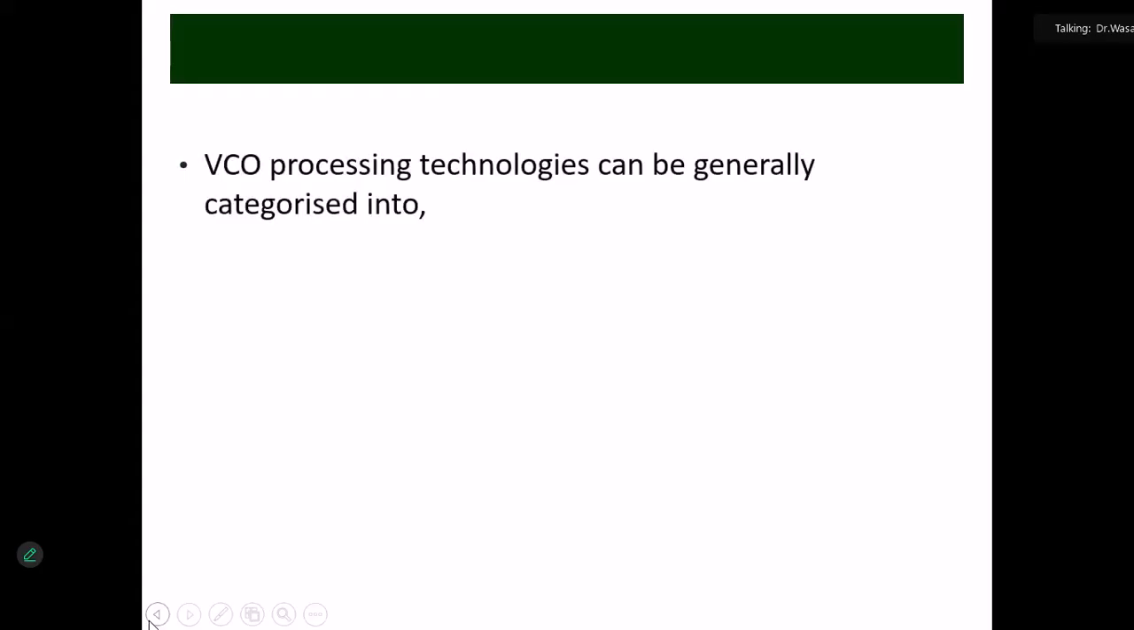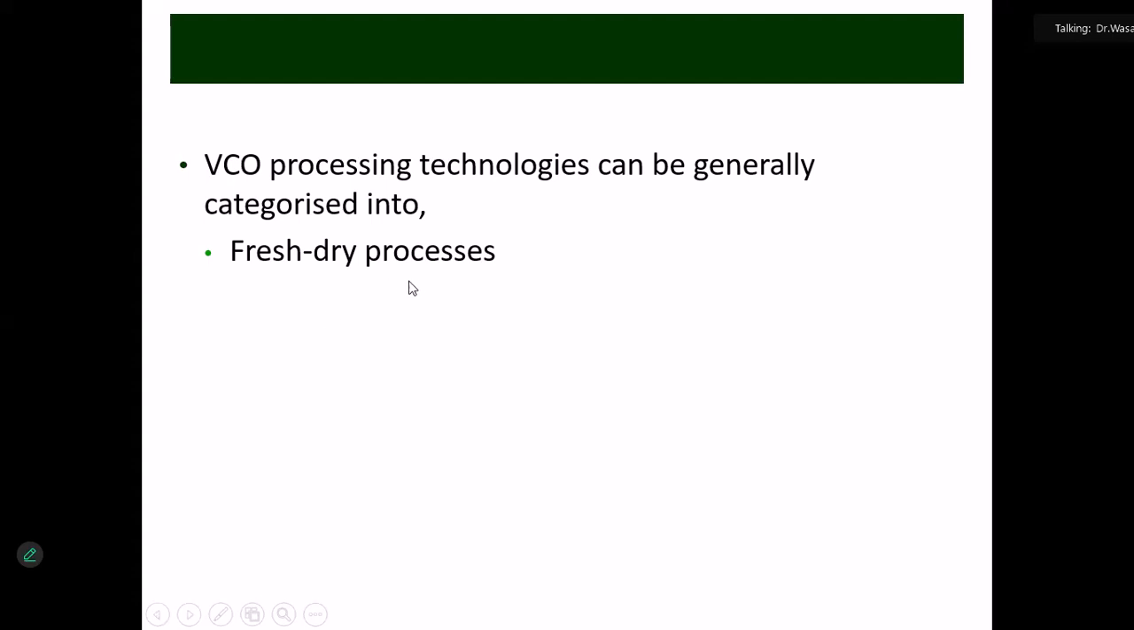This slide is very important, please make note. I have given in the exam: list the methods of VCO processing. For VCO processing, basically there are two main categories, and under them different methods are there.